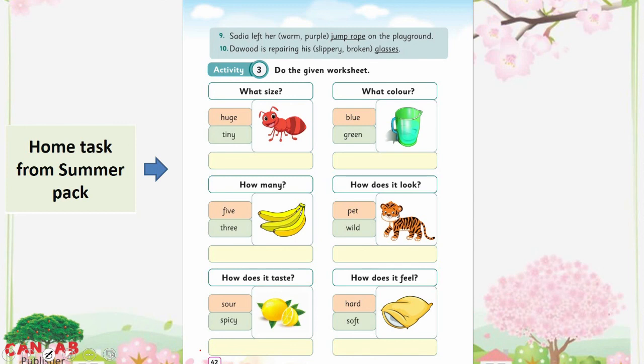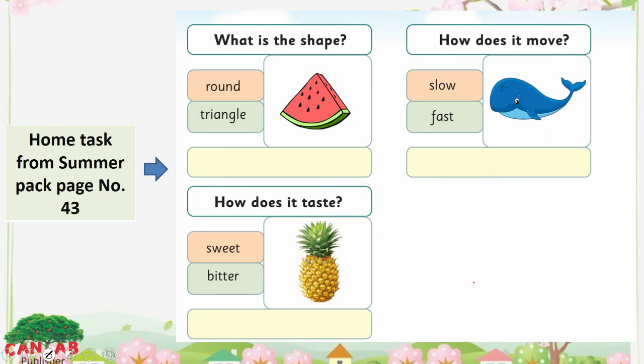And this is your home task from summer pack. You have to tell the size of this ant, color, and the quantity, and the look, and the taste, and the feel. Page number 43. You have to write about its shape. Which one is correct? Round or triangular? This one, triangular here. How does it move? You have to choose the right option here. And how does it taste? You have to choose the right option here.